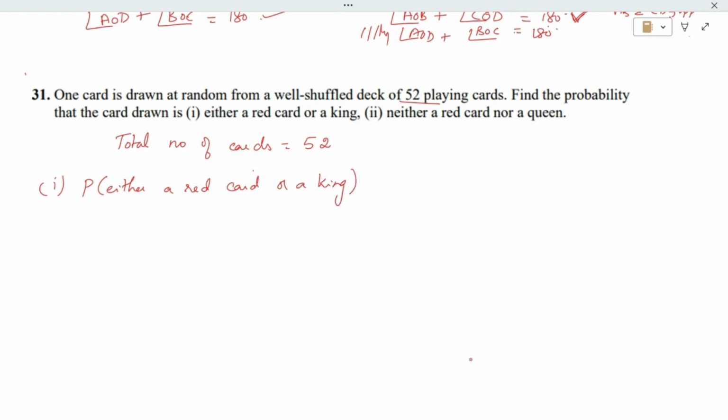So how many red cards are there? 13 plus 13, isn't it? That is totally 26 red cards. And how about the king?